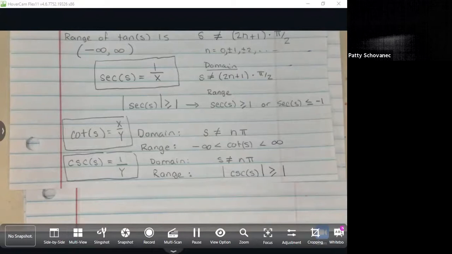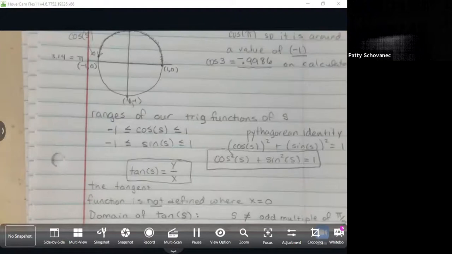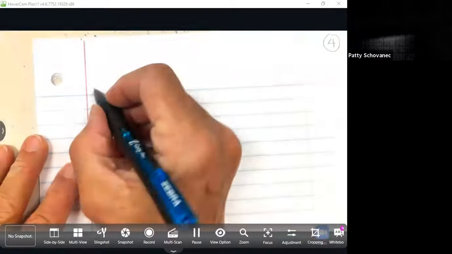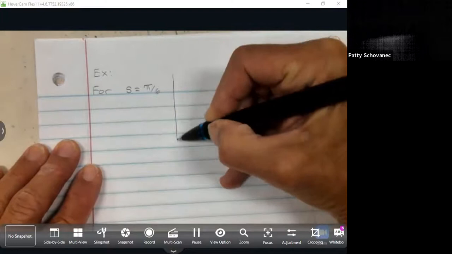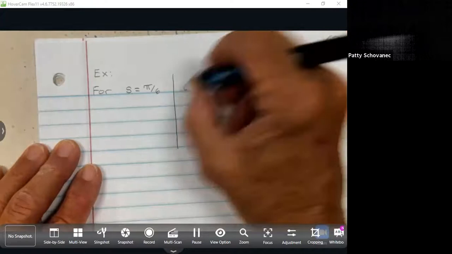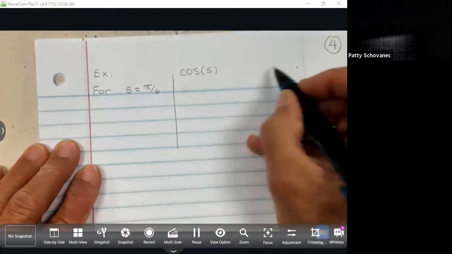So let's look at some values, shall we? Got that down yet? Let's look at the real number S equal to pi over 6. I want to know, let's just make a table here. I want to know the cosine of this number S, and the sine of this number S.